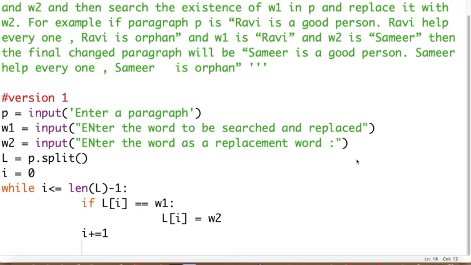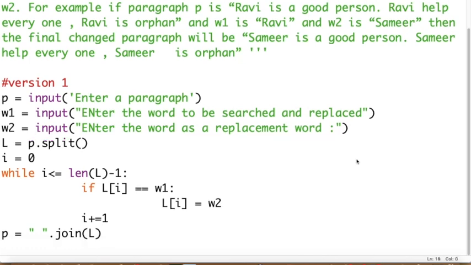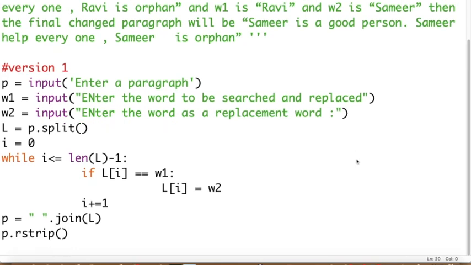And then after coming out of the loop, I will do one important thing: P is equal to, with a space character, I will join L. L means the list itself. And then I will print P dot rstrip, because there will be an extra space after the last word, so that has to be removed. So rstrip removes any blank spaces from the last part, and then I will simply print P. Now let us run and find out what is happening in this code.